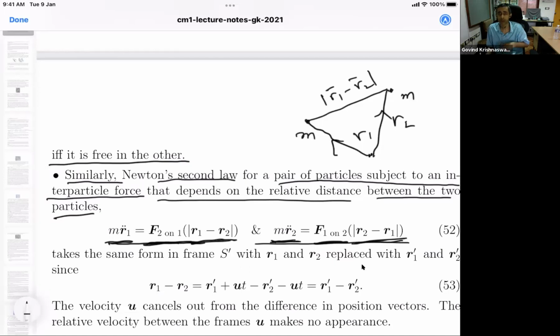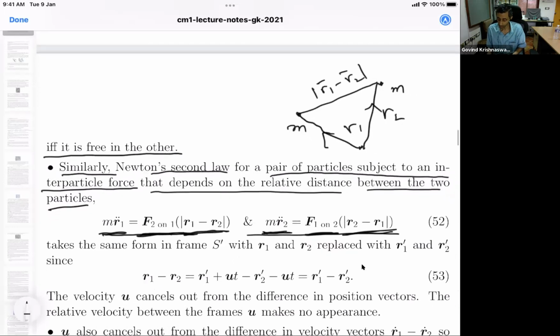Now, this is quite common. The force of gravity between two particles or the electric force between two particles depends only on the distance between the two particles. So this is a fairly good assumption for many practically important situations.